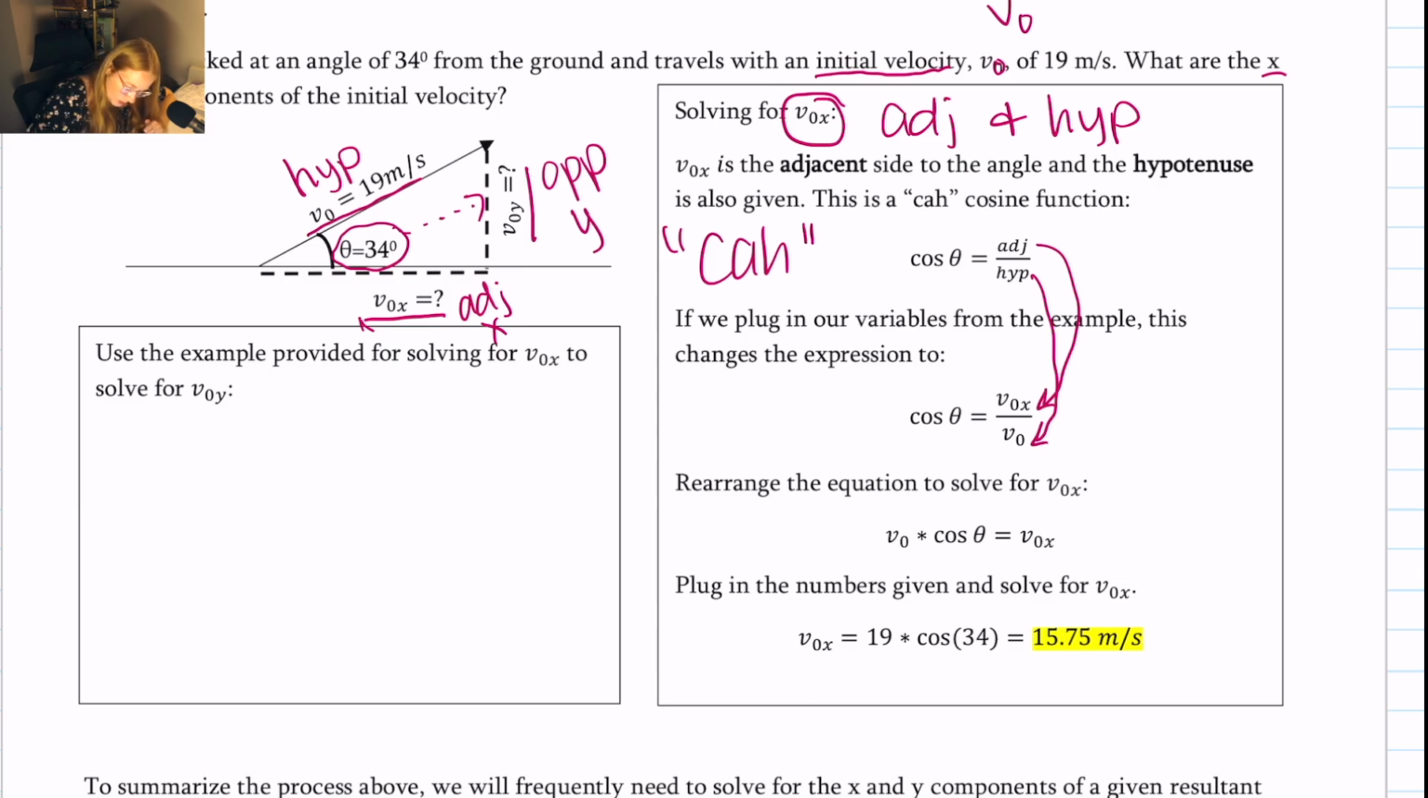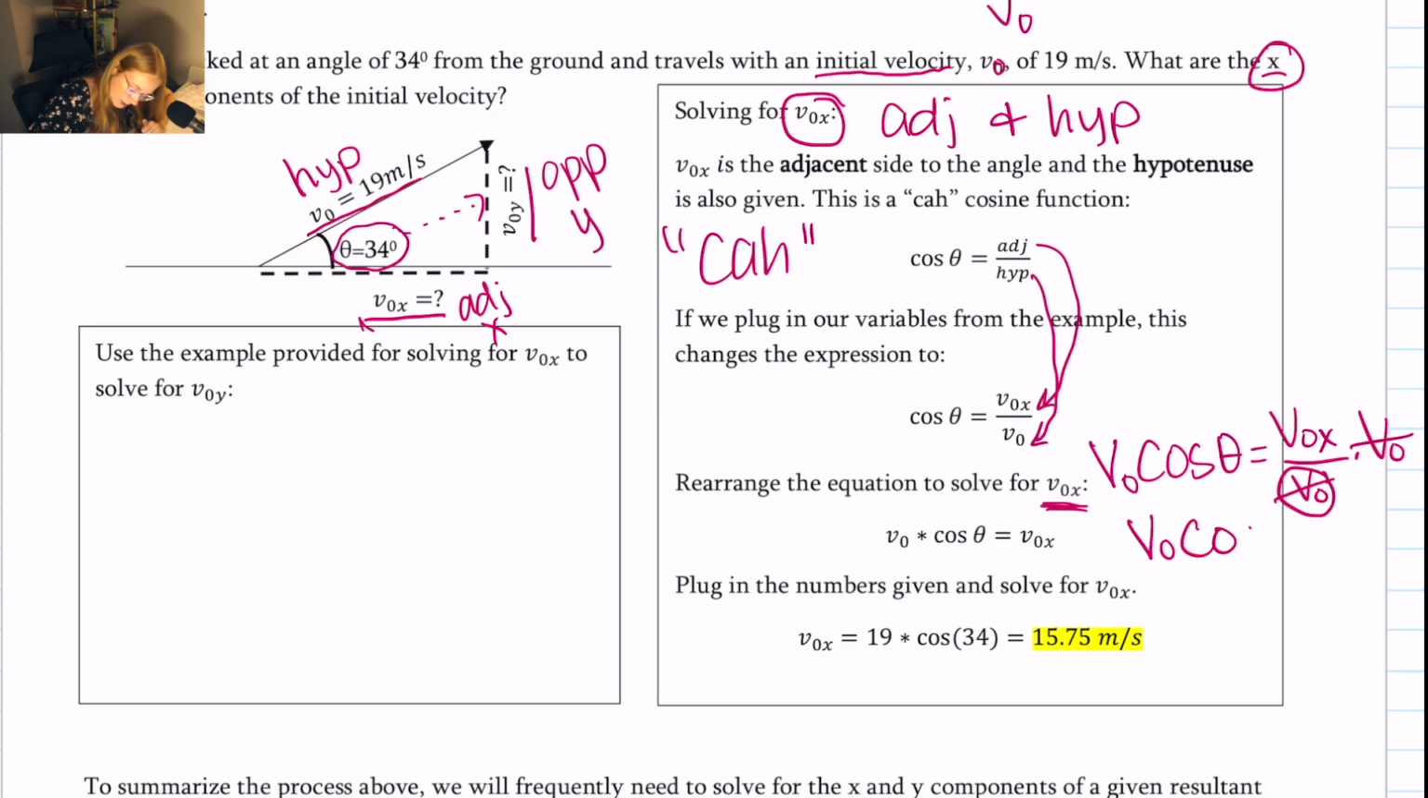And then it also wants you to rearrange the equation, actually get V0x by itself, because that was the whole point. It wants to know what is the x, what is the y. So we need to have that isolated. Okay, well, if you have cosine theta equals V0x divided by V0, we need to move this to the other side. So let's multiply by V0. And that gets Vx by itself.